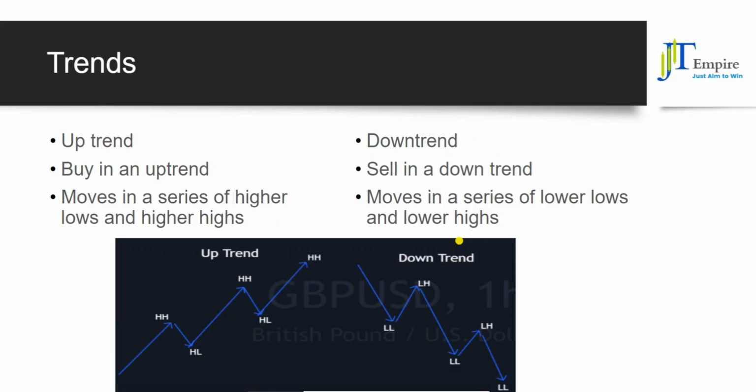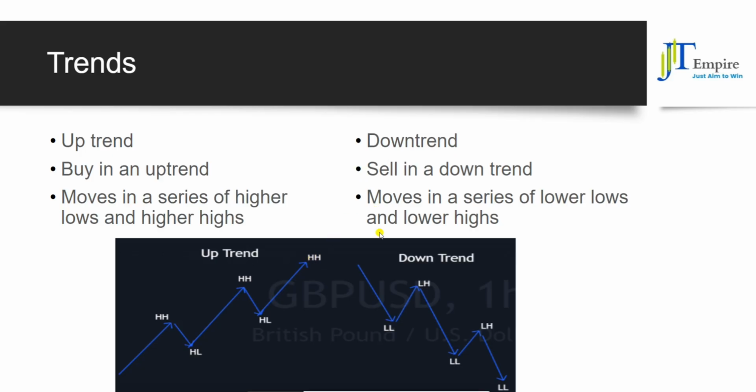So trends, uptrend, right? You should always aim to buy in an uptrend. The market moves in a series of higher highs and higher lows. As you can see right here, this is the uptrend. We have a higher high and a higher low. The higher high is higher than the previous high, that's why it's considered a higher high. And then we have a higher low. The higher low is higher than the previous low, so it's considered a higher low. Then you have a higher high again. You get the gist, right?